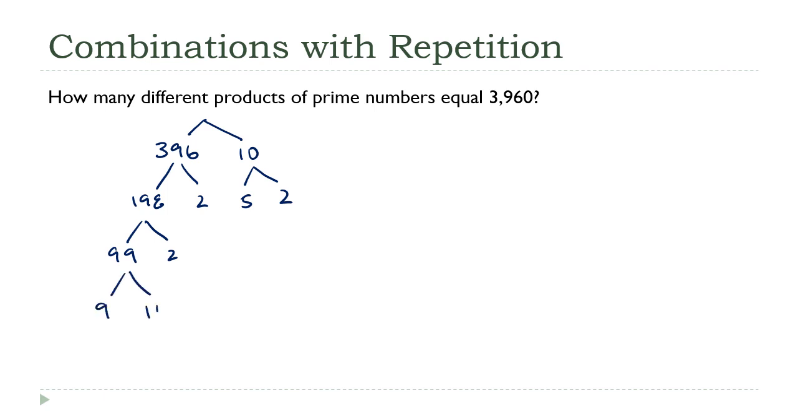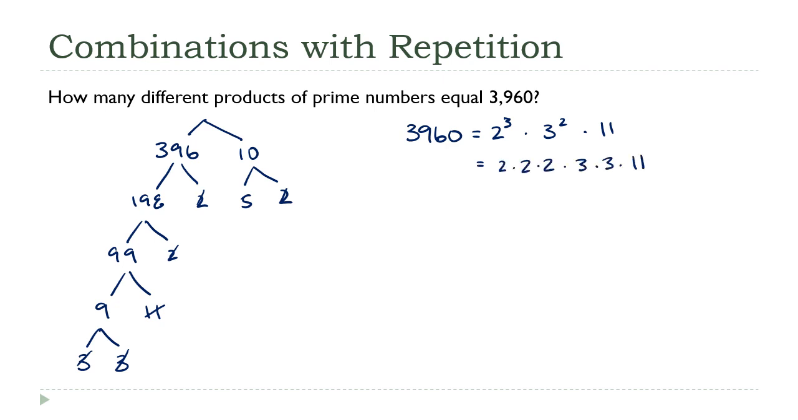99 is 9 times 11. 9 is 3 times 3. Good. So I know the prime factorization now. 3,960 equals, I've got 3 2's, so it's 2 to the third, times 2 3's, that's 3 squared, times 11. I wrote this out the way we usually do. It's kind of a habit to do this with exponents. But let me actually write this out all the way. 2 times 2 times 2 times 3 times 3 times 11.